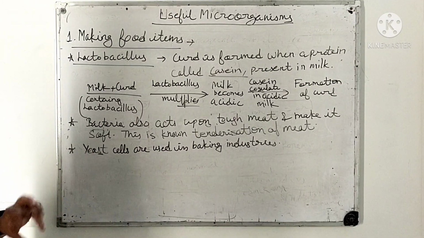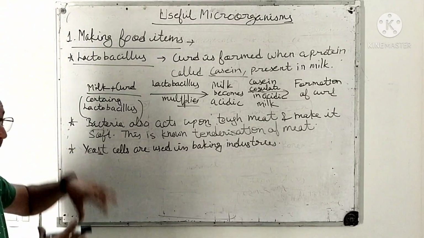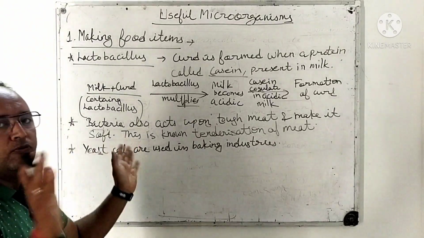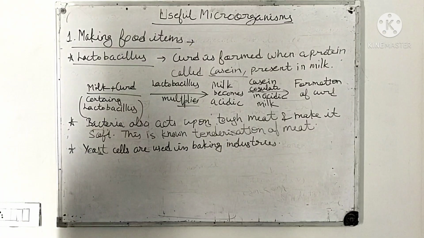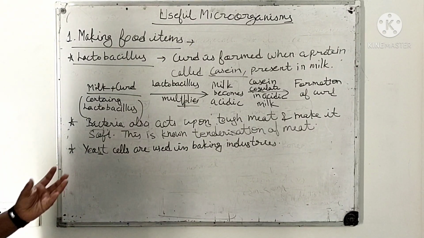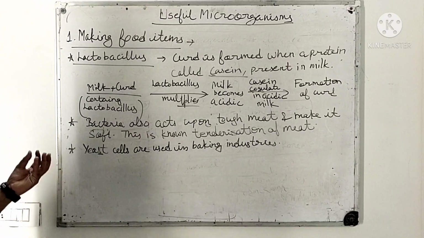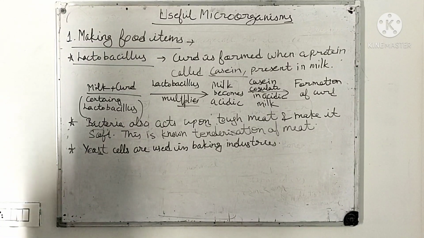When this dough is used to make bread and is baked, the carbon dioxide moves out of the dough, and it makes the loaf light and fluffy. Right?